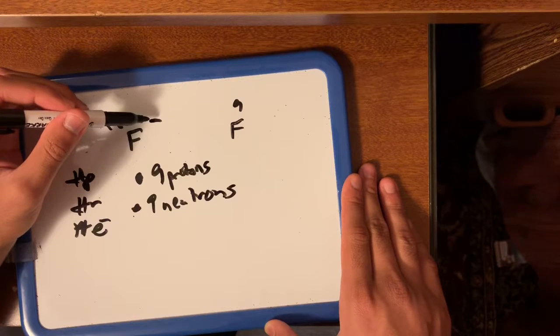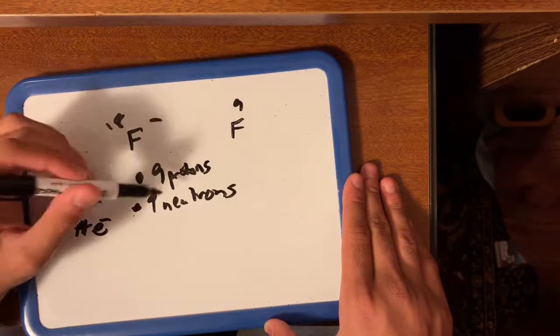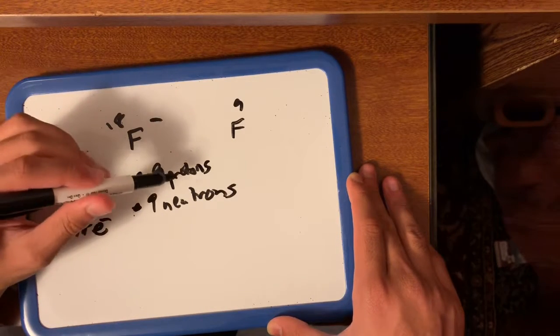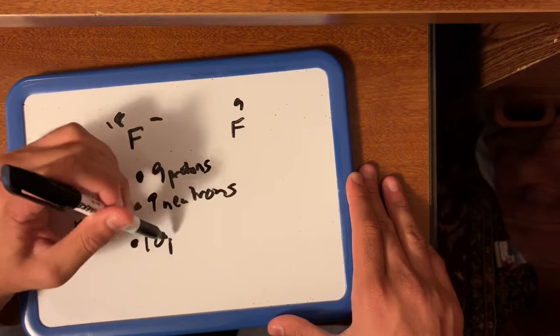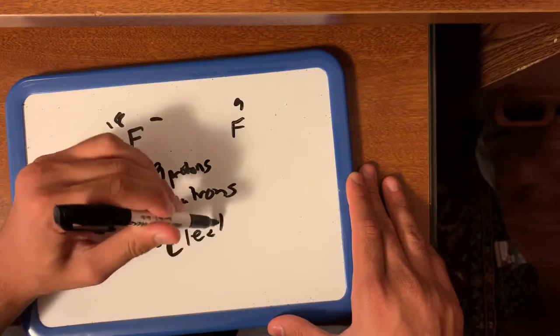Lastly, it has a -1 charge. So if we have 9 protons, that means we need to have a greater number of electrons than there are protons. Therefore, we would have 10 electrons.